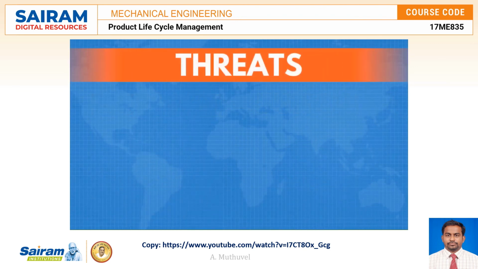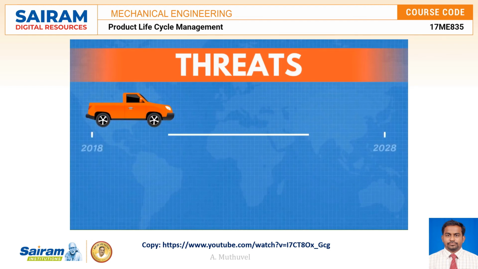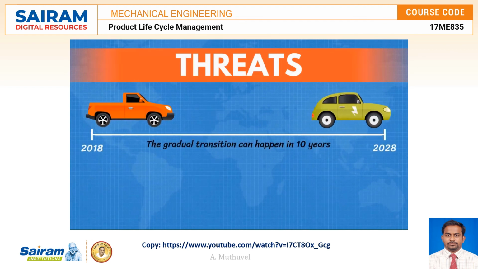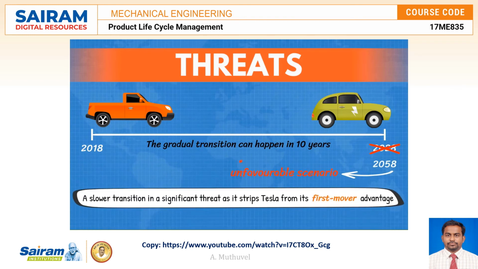The last piece of our SWOT analysis are the threats ahead of the company. As we mentioned before, the gradual transition to electric vehicles can happen in 10, but it can also happen in 40 or more years in a favorable scenario. Slower transition is a significant threat because it strips Tesla from its first-mover advantage and puts it in a position to operate in a market that is not growing fast enough. Such a scenario isn't very likely, given that most research indicates the electric vehicles market is about to experience tremendous growth over the next several years.